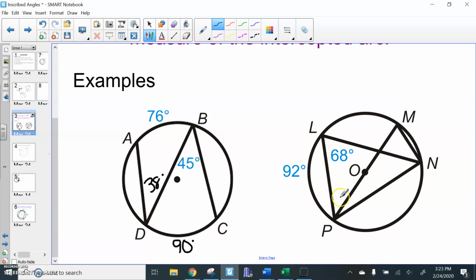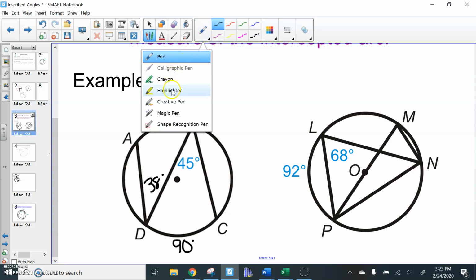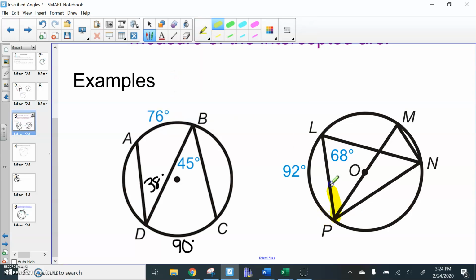Looking over here, it's a little bit more complicated. You see more angles and things like that. So if you need to, highlight: here is my angle, which means that this is my arc from P to N. If my angle right here is 68, that means the arc is going to be doubled. So 68 times 2, or 68 and 68, is 136 degrees. So this arc from P to N is 136.